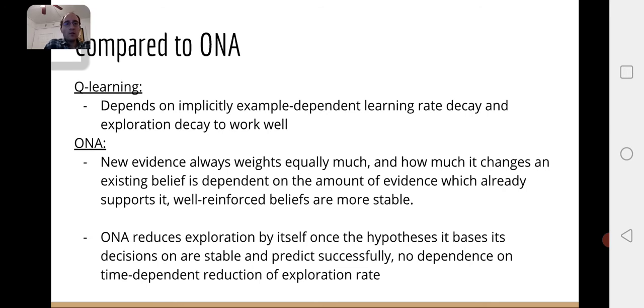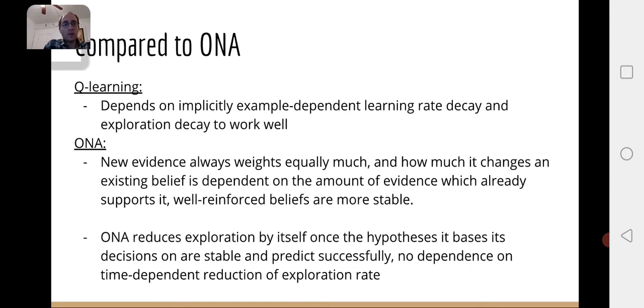Overall, we can say that Q-learning depends on some implicitly example-dependent learning rate decay and exploration rate decay to work well. To show, for instance, in NAS, a new evidence always weights equally much. And how much it is able to change an existing belief is dependent on the amount of evidence which already supports that belief. Meaning that a belief of high confidence, which already has a lot of evidence collected to it, will be more stable and more difficult to change than one which has not much evidence yet.